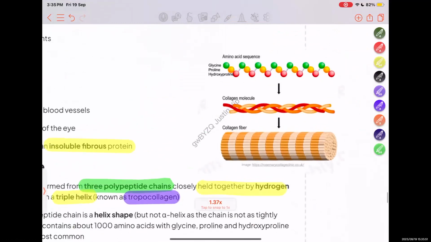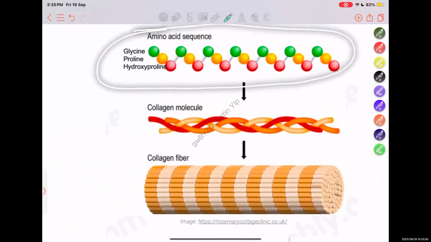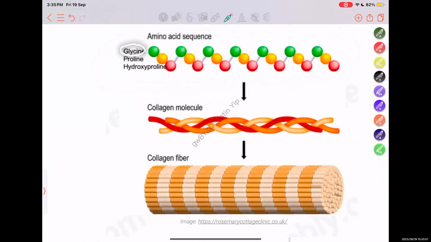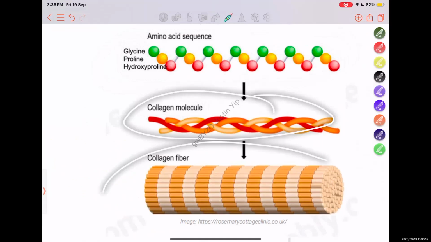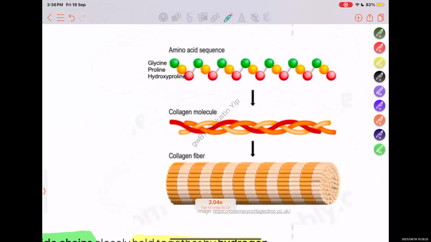Okay, so this is the amino acid sequence. I use this to explain that. Amino acids, for example glycine, proline, and hydroxyproline, three of these amino acids form together, and they will form something called a collagen molecule. And the collagen molecules will form collagen fiber. So this is what they want to bring out.